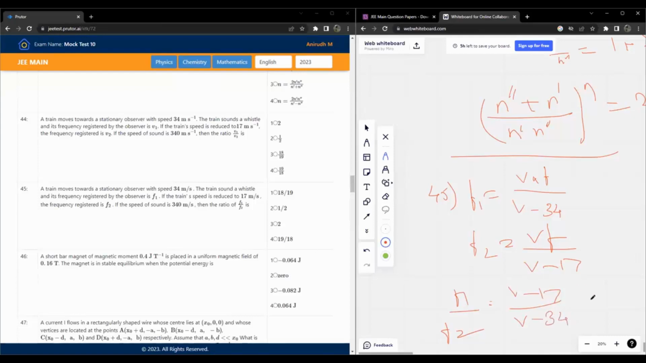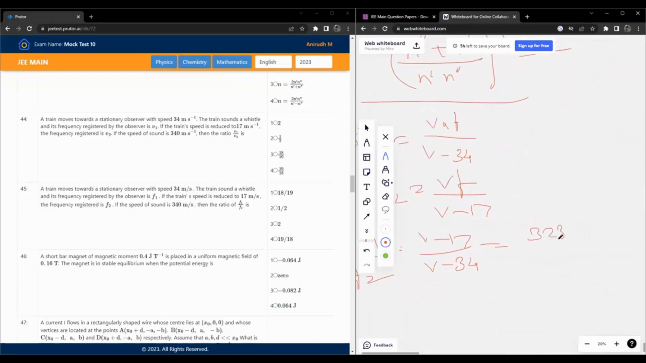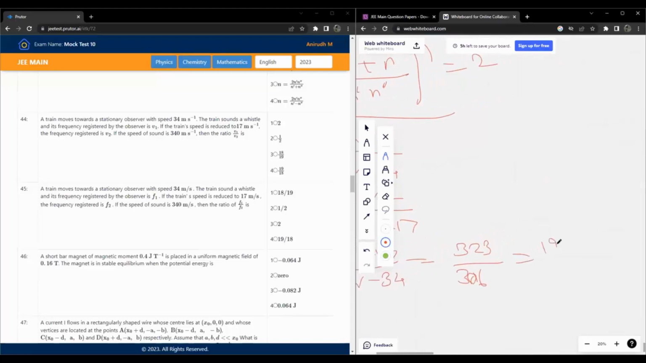And since v is given as 340, this is basically 323 divided by 316. Wait, this is 306, I'm sorry, 36. This is 19 divided by 18, right? So 4 is your answer.